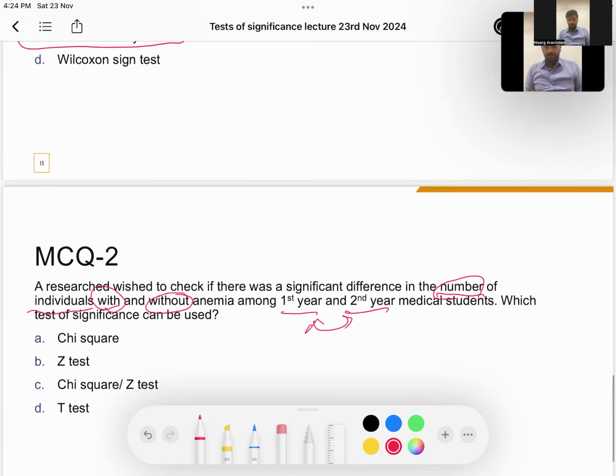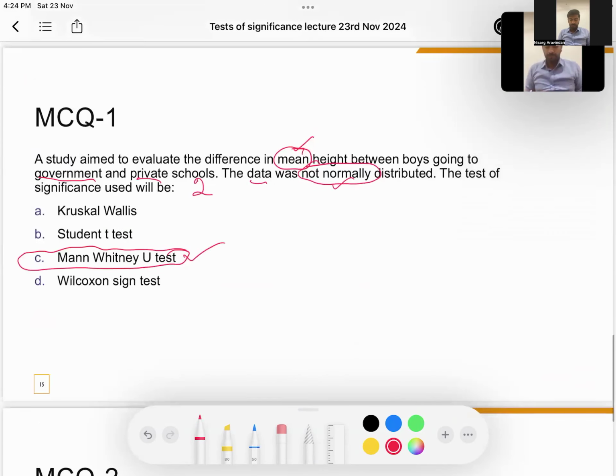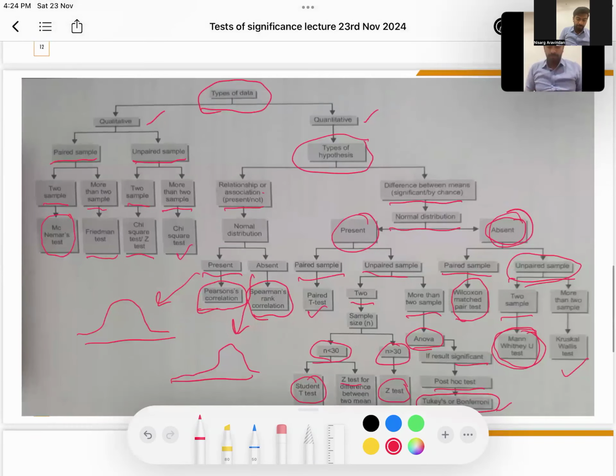Okay. So if you use this, let's go up here. It's a qualitative data, correct? Now we have first year and second year students. So it's going to be unpaired samples. We know that there's going to be only two samples that we're going to be using. Correct? First year and second year students. So the final answer would be chi-square test or Z test that we can use.